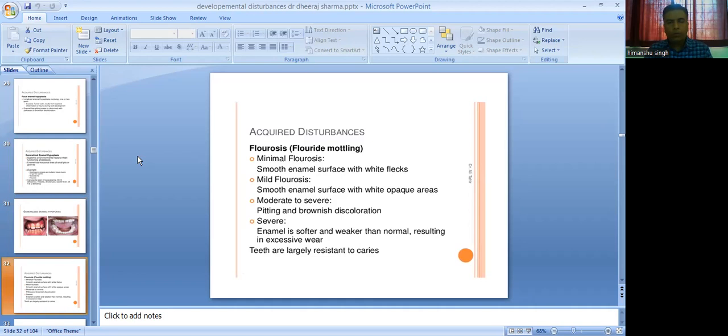And we have fluorosis, also called fluoride mottling. First is minimal fluorosis, when only smooth enamel surface with white flecks is seen. It is mild fluorosis when the smooth enamel surface shows white opaque areas, and moderate to severe pitting and brownish discoloration. This is called severe when enamel is softer, resulting in excessive wear. These are largely resistant to caries.